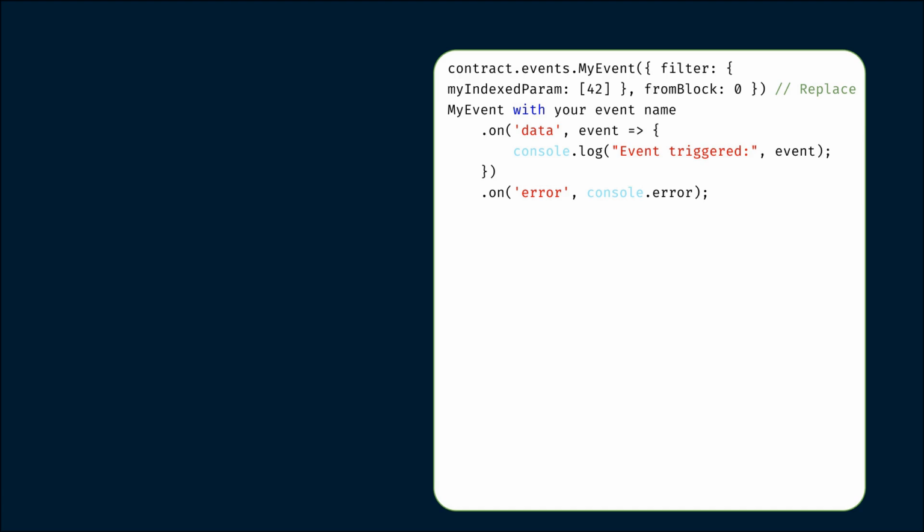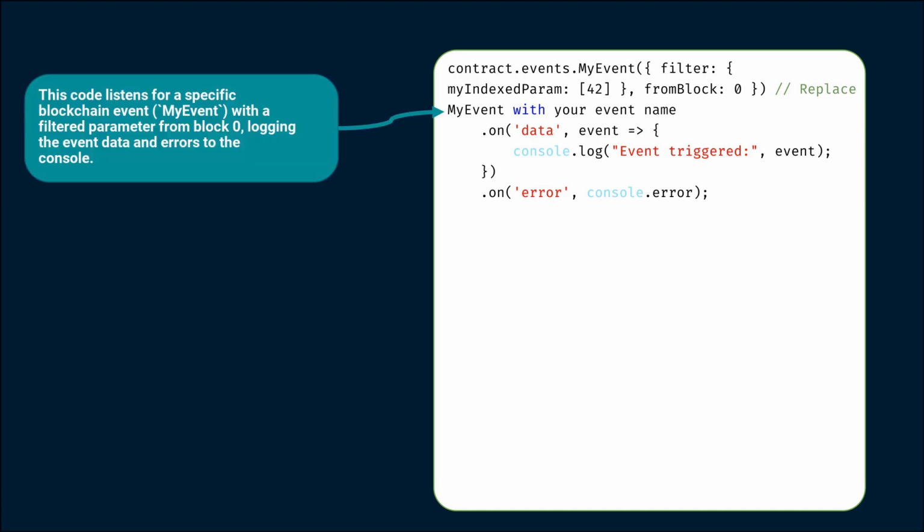Now let's implement the following code to subscribe to an event emitted by our smart contract. In this example, we're setting up an event listener for a custom event called myEvent, which will allow our application to react to specific triggers within the contract. To establish this subscription, we use the contract events method specifying myEvent as the event we want to monitor. The method includes a filter object that helps limit the events we listen to. In this case, we're filtering by an indexed parameter named myIndexParam, targeting values of 42.